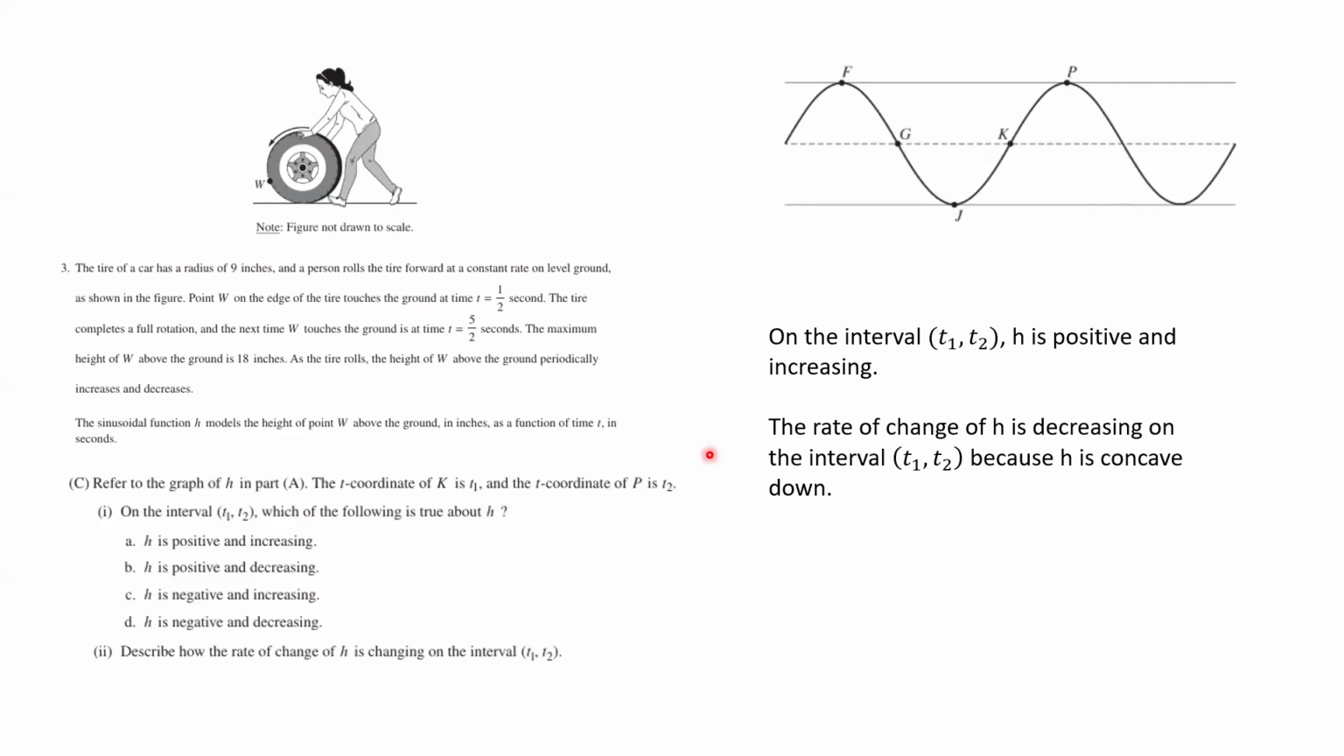All right, now we're on part C. This is probably the easiest part of this problem. Refer to the graph of H in part A, so I pasted it here. The t-coordinate of K is T1, and the t-coordinate of P is T2. On the interval T1 to T2, which of the following is true about H? Is it positive or negative? Is it increasing or decreasing? Well, for my model, I made it all positive. So eliminate C and D already.